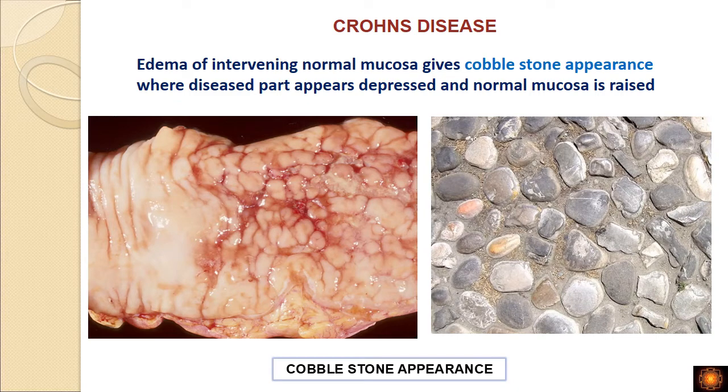And another important finding is the cobblestone appearance. So what happens is, you have this reddened part, which is the ulcerated part, and in between what you're seeing is the raised part of the mucosa, that is a normal mucosa which is edematous. So these raised edematous mucosa in between these ulcerated areas give the appearance of a cobblestone. This is a cobblestone appearance, and the similar appearance you see here because of the raised edematous mucosa which is present in between this ulcerated area.